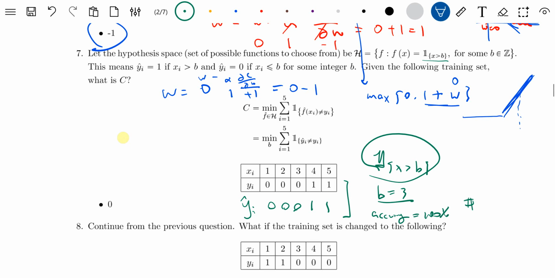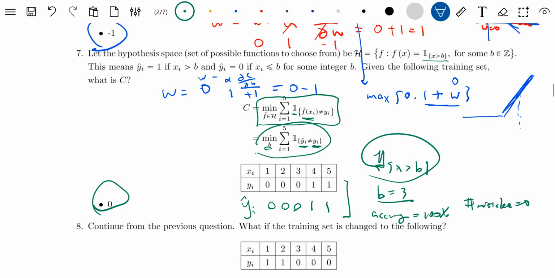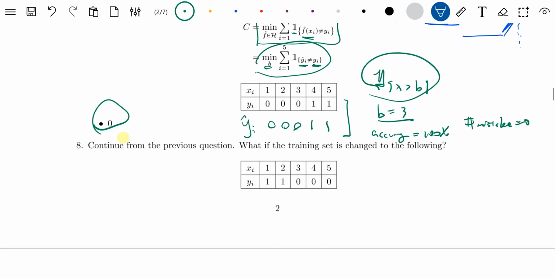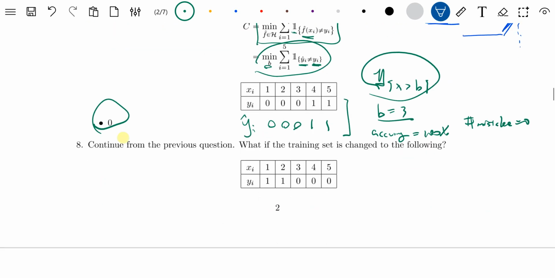So the number of mistakes is 0. That's why the cost is 0. If you look at this expression, this is just counting the number of y hat that's not equal to y, so basically counting the number of mistakes. And we want to choose a b such that the number of mistakes is minimized. The first one should be obvious. The second one is slightly tricky, so we can try different values.